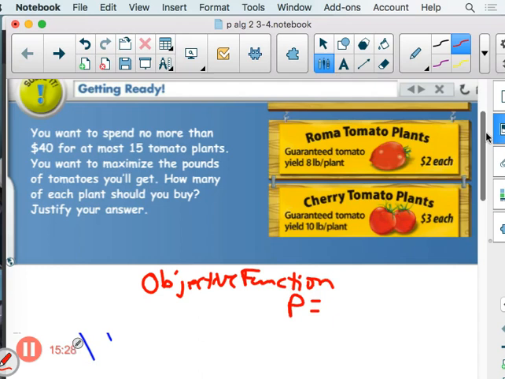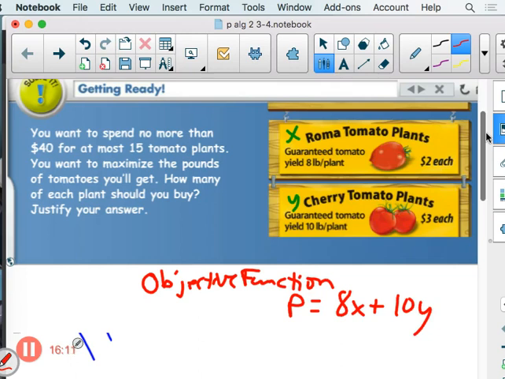And now I just need to look up there and try to find something about pounds in this information. Do you see anything about pounds along these plants? This one's 8 pounds per plant, and this one's 10 pounds per plant. So I'll have my Romas be X, and I'll have my cherries be Y, and that will be 8X plus 10Y. Now that's the first thing I write. It's the last thing I do any math with.